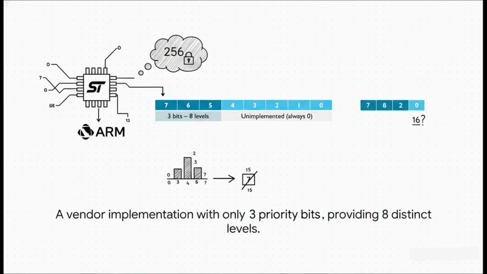But the chip manufacturer, in our case ST, gets to decide how many of those bits they actually wire up. On many STM32s, you only get 4 bits for 16 levels. In this example, it's only 3 bits, giving you just 8 levels from 0 to 7. The other bits are just ignored. You absolutely have to check the data sheet for your specific chip, or you'll be wondering why setting a priority of 15 is acting exactly like a priority of 7.